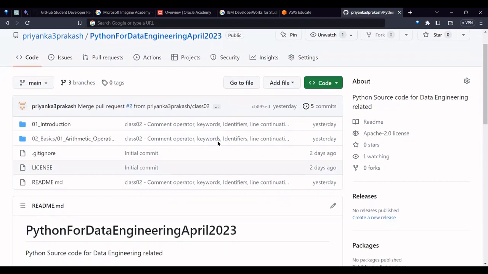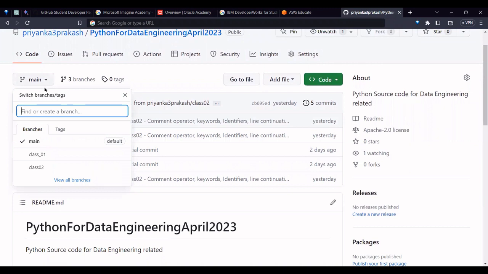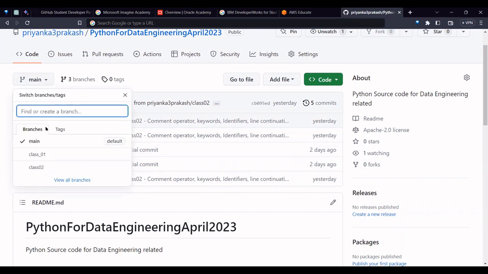If you find that, generally there will be branching strategies. What I am using is very simple. Main is the default branch, where you can see all the code which we have done for the past 2 days. But if you want to know individually for one of the classes, say class 1, you click on the class 1 branch.